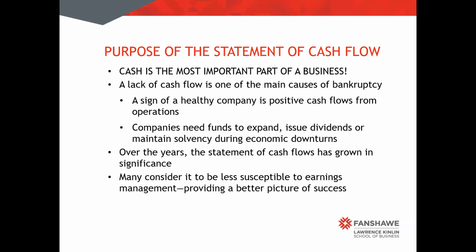Continuing on, cash is the most important part. You can't operate without generating cash, whether it's paying employees, buying inventory, building stuff to sell, whatever that might be. You need that cash generation. Typically, a bankruptcy occurs because you aren't generating sufficient cash to cover the cost of operating your business. Healthy companies are typically demonstrated by positive cash flows from operations.